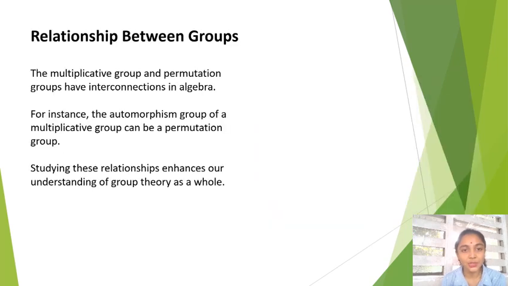Relation between groups. The multiplicative group and permutation groups have interconnections in algebra. For instance, the automorphism group of a multiplicative group can be a permutation group. Studying these relationships enhances our understanding of group theory as a whole.